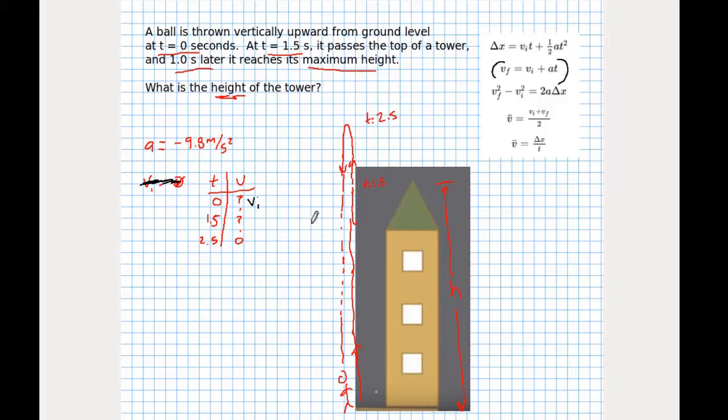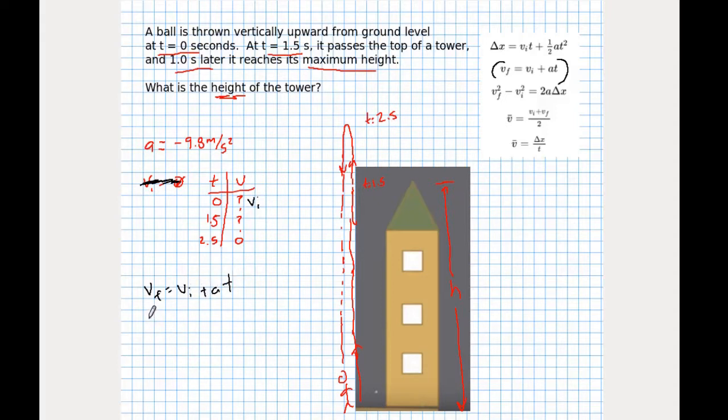So there's an initial velocity that we don't know. There's an acceleration, which we do know. There's a time, which we do know. And there's a final velocity, which we know was 0. That's the final velocity at the top. Let's go with that. So we've got final velocity equals initial velocity plus the acceleration times time.